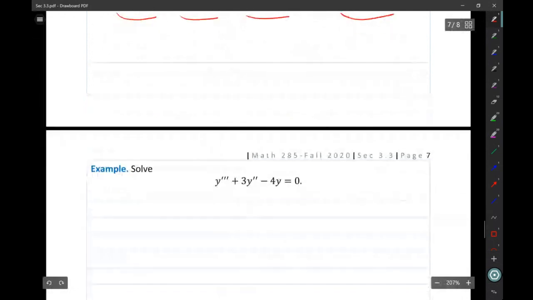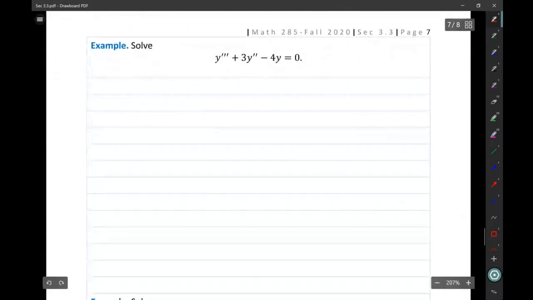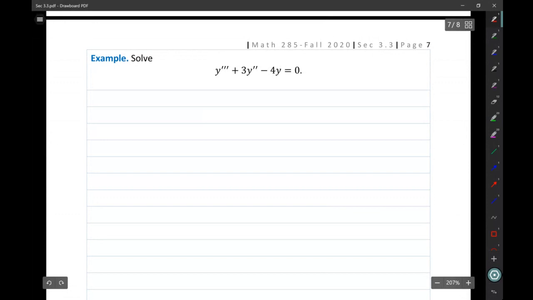Let us see now some examples for the higher orders. Do we have time to do examples? Yes, we do.